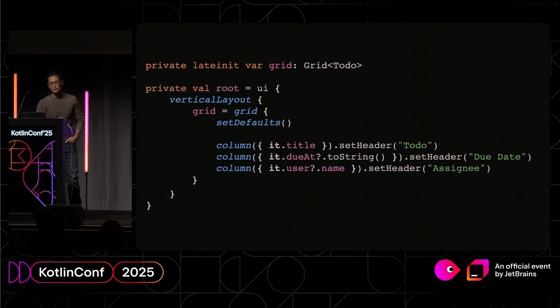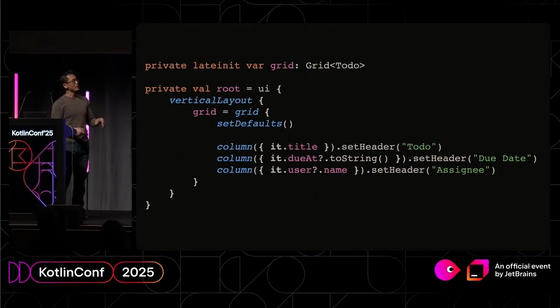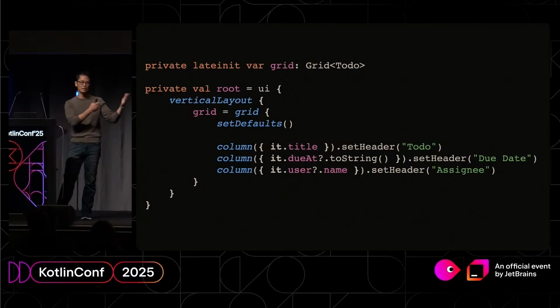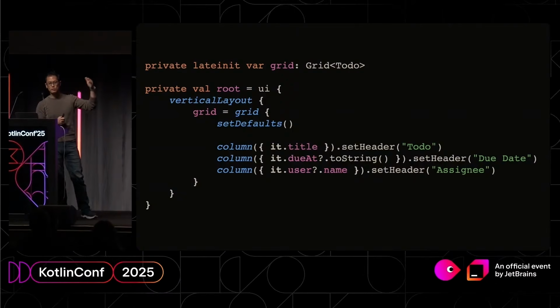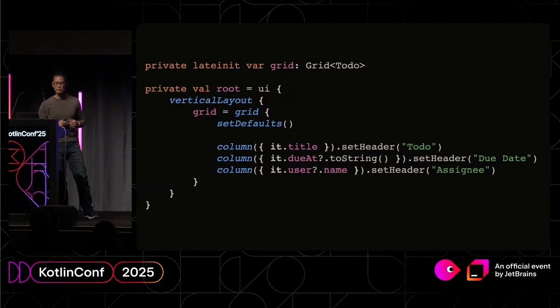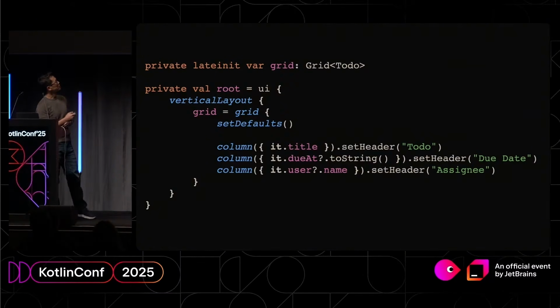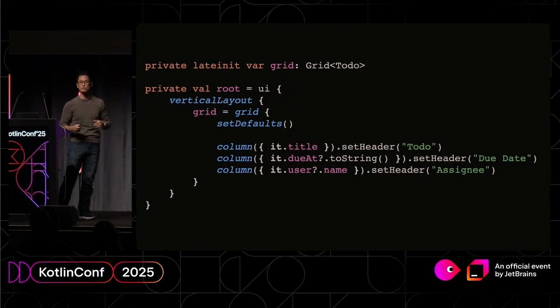OK, after that, we just want to create that grid, right? So that grid is just this. At the very top, you can see we have a lateinit property that's going to be a grid of type ToDo. That ToDo is that data class we showed earlier. So everything in that grid now knows that it's a ToDo object, and it knows how to display it. And then the UI for this is going to be a vertical layout. Again, just a single column with a grid inside of it. I cheat a little bit here by doing a setDefaults, which just sets a couple of size parameters, nothing crazy. And then it writes out 3 columns, one for the title, one for the due date, one for the username. And then you can see we set a header on each of those. That's the title that you see at the top of it.